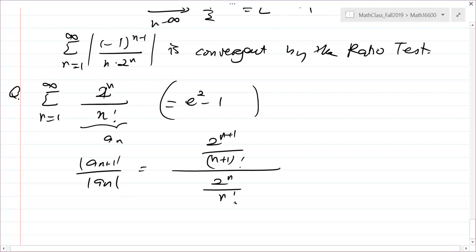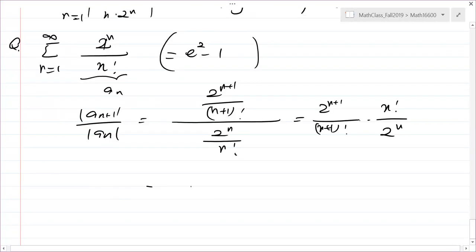Be careful when you simplify, okay? So you get 2 to the n plus 1, (n plus 1) factorial, and turn this upside down, n factorial over 2 to the n. So 2 to the n plus 1 divided by 2 to the n is just 2. (n plus 1) factorial is n plus 1 times n factorial, so n factorial cancels out. And clearly, this approaches 0, which is L. L is less than 1, right?